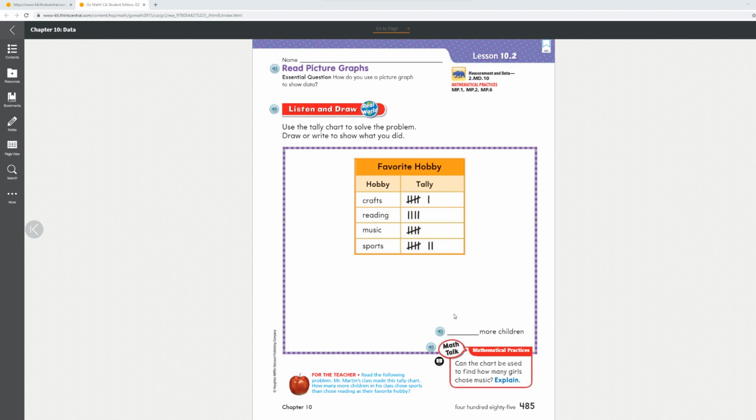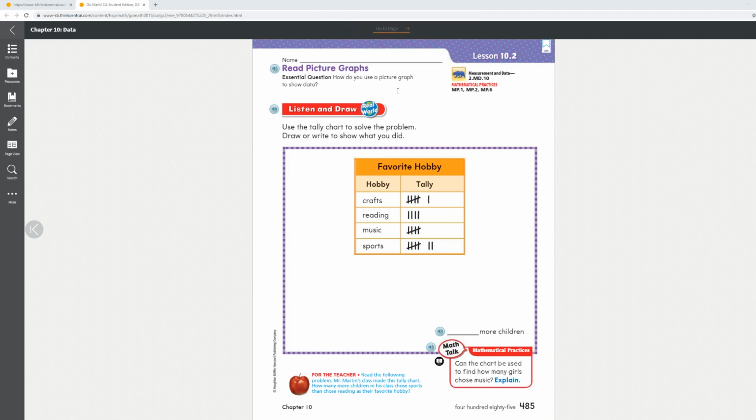Now the question is asking, Mr. Martin's class made this tally chart. How many more children in his class chose sports than they chose reading as their favorite hobby? So it's asking us how many more of the students chose sports, which is the one on the very bottom, over choosing reading, which is the second one here. So how many more chose sports than reading?